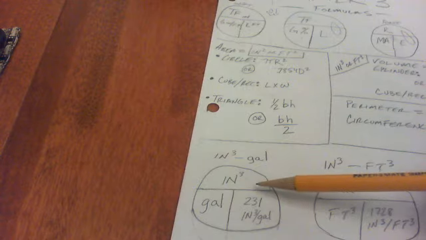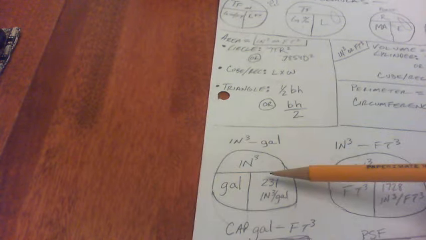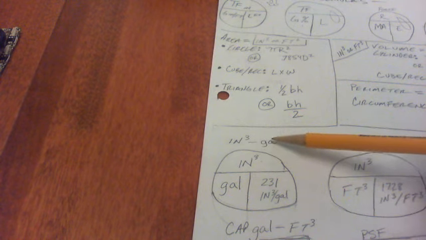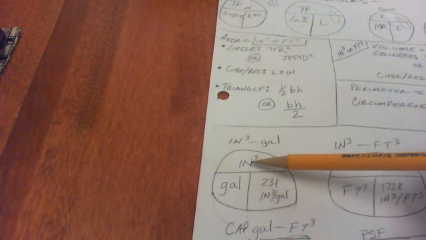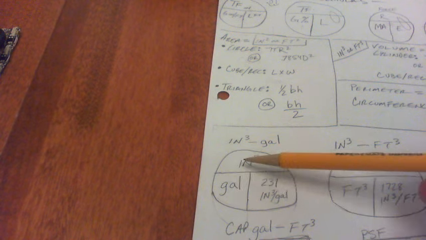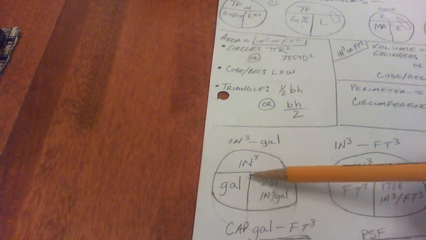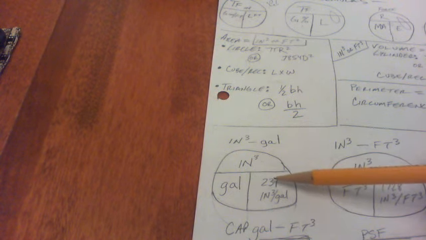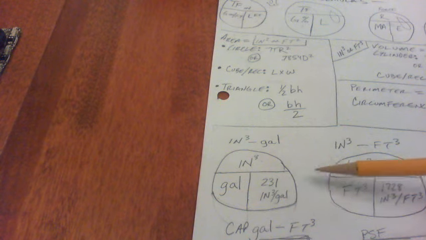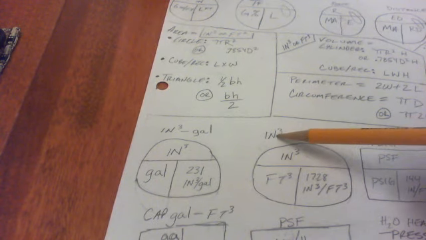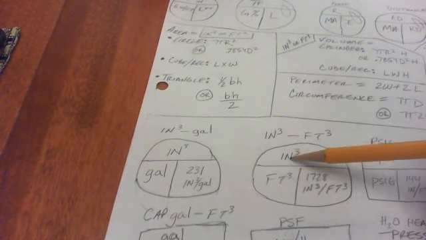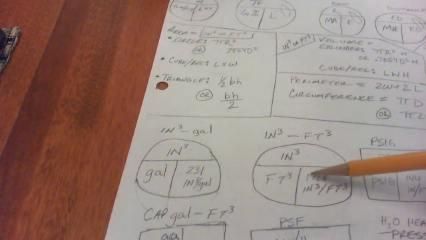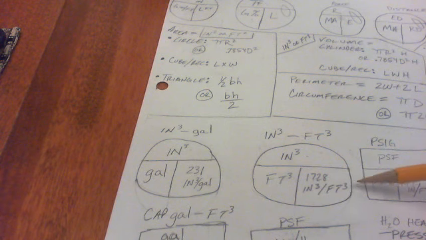Moving on to these ones here, we have cubed inches per gallon. I like this method because you can plug in your numbers, whatever your given is, and you'll know what you need to do, dividing or multiplying. And you have this one here with a constant of 231 cubed inches per gallon. If you're going to convert cubed inches to cubed feet, again, plug in your known, and your constant is 1728 cubic inches per cubic foot.